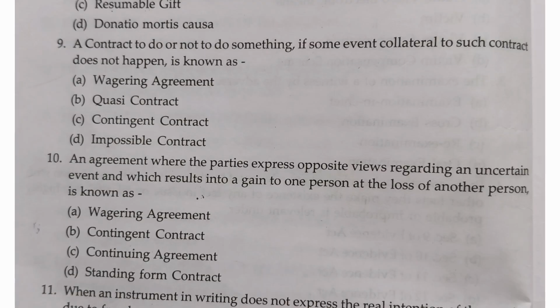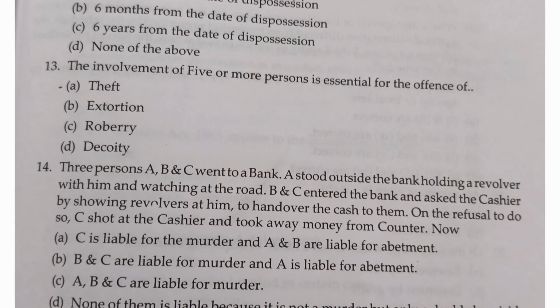8. A gift made in expectation of death is known as dash. Donatio mortis causa. 9. A contract to do or not to do something if some event collateral to such contract does not happen is known as, answer is contingent contract.